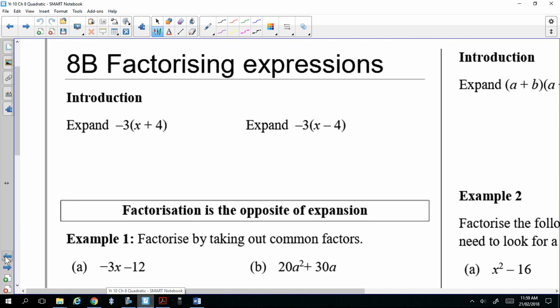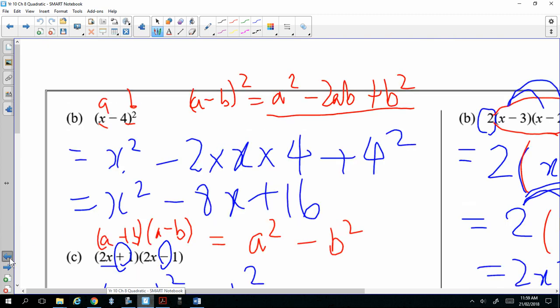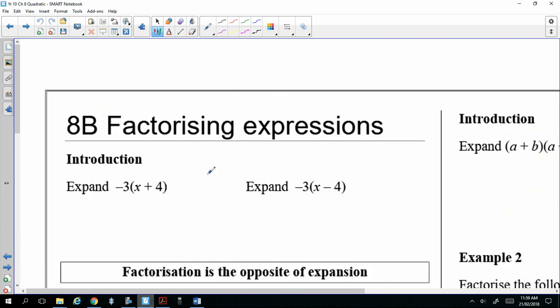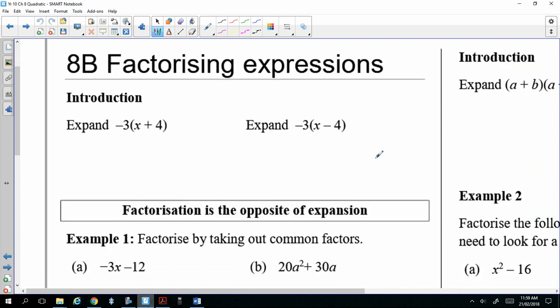Next lesson with the expanding, so with the different types of expanding. And today we're going to do the opposite, which is factorizing. This is opposite to expanding. So we start with an example.